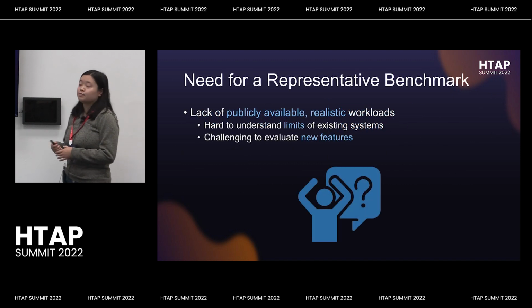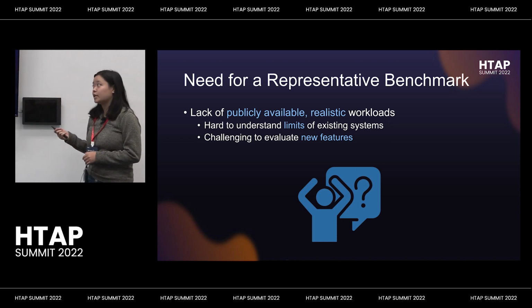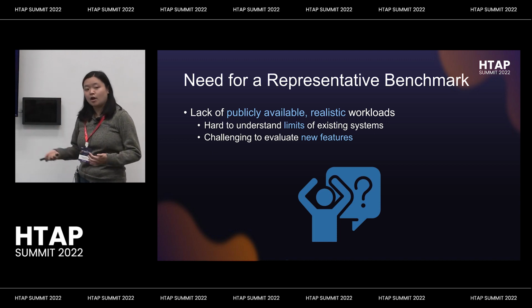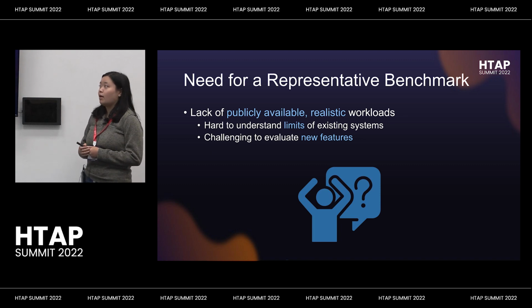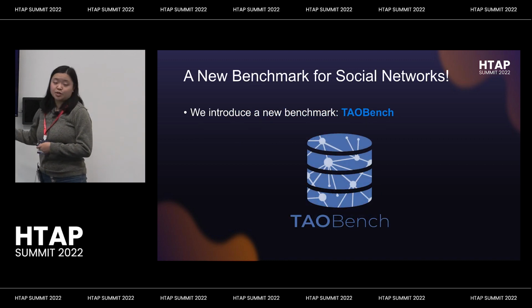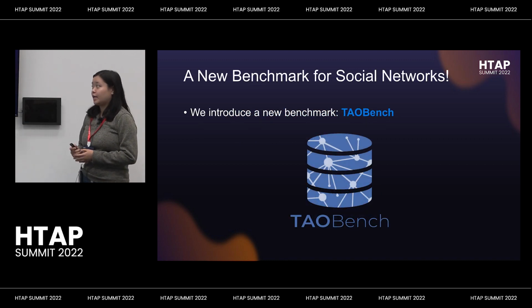And this lack is detrimental to both academia and industry. In academia, it becomes very hard to understand the limits of existing systems without this information. And it's also very challenging to evaluate new features and optimizations in industry without being able to reliably reproduce these kinds of workloads. So we address this issue by introducing a new benchmark, TAOBench, that captures Meta's social graph workloads.